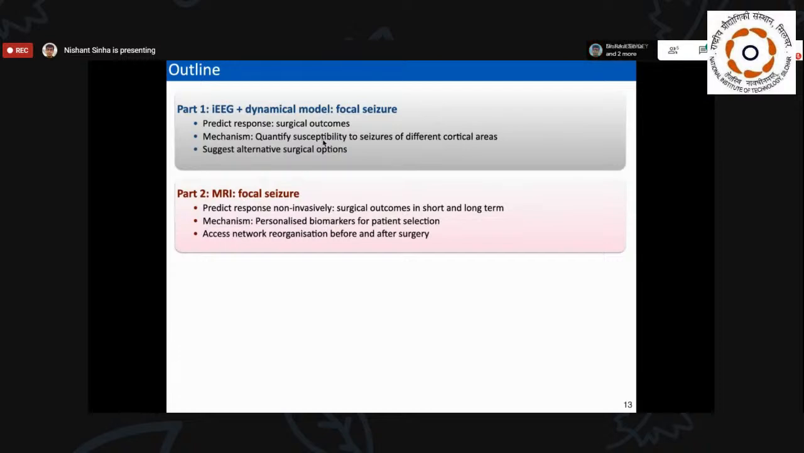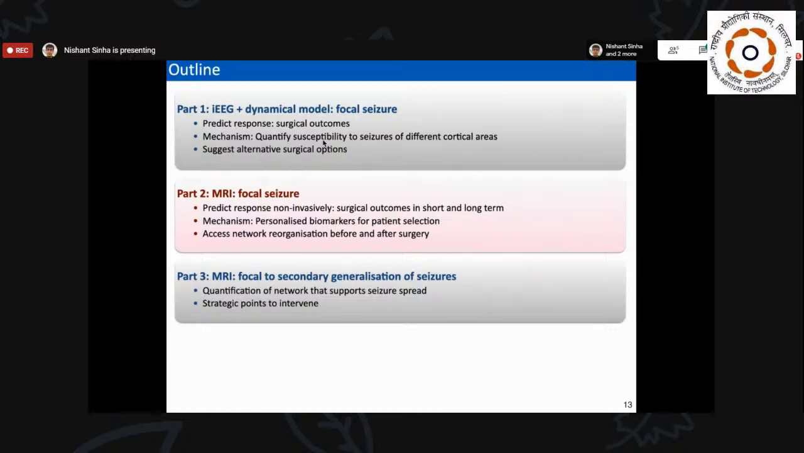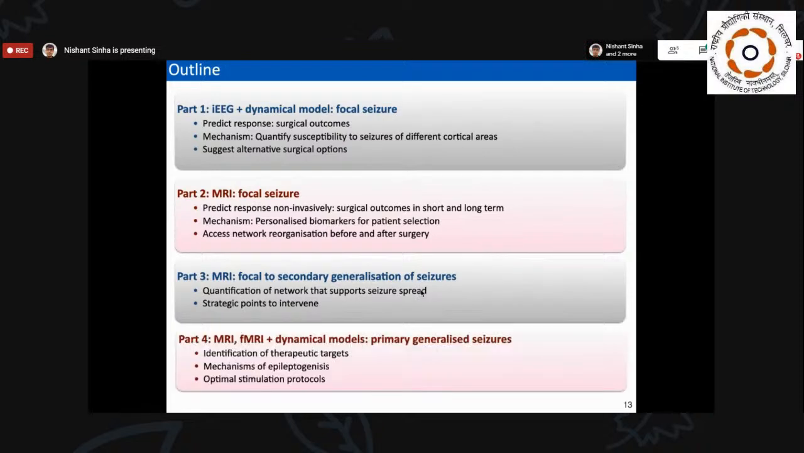Then I will also show the third part of my talk, where I have used again the MRI data to look at why some focal seizures suddenly secondarily generalize. And in the fourth part of my talk, I will show the combination of MRI, fMRI, and dynamical models in the context of primary generalized seizures. So while the first three parts are focused on the focal seizures, the fourth part is on the primary generalized seizures.